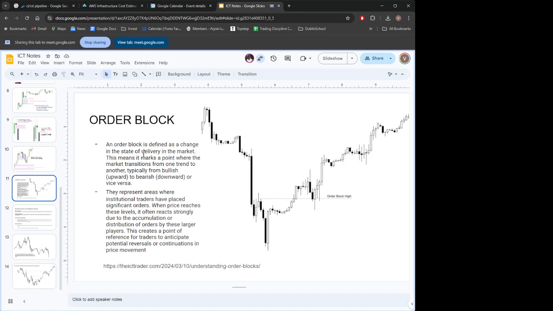Whatever I've written here, an order block is defined as a change in the state of delivery in the market. It marks a point where the market transitions from one trend to another, typically from bullish to bearish or vice versa. In this case, this last up close candle is considered an order block, because here the trend changed and started going in the opposite direction. And here, this last down close candle, this last black candle, is considered an order block. These are typically the highest order blocks that you actually look at.